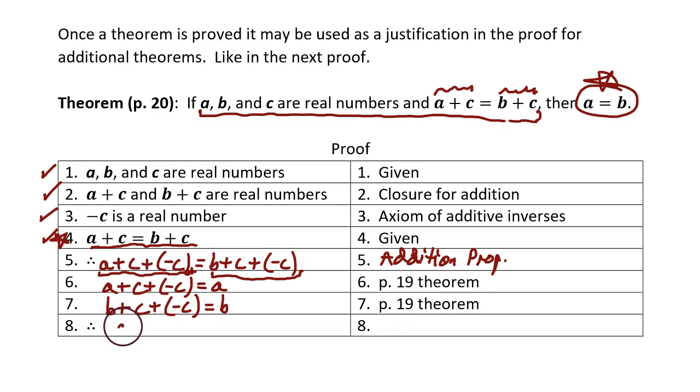Next, we can write a equals b, which is what we were trying to prove. Our reason is substitution. In place of this, we're putting a. And in place of this, we're putting b.